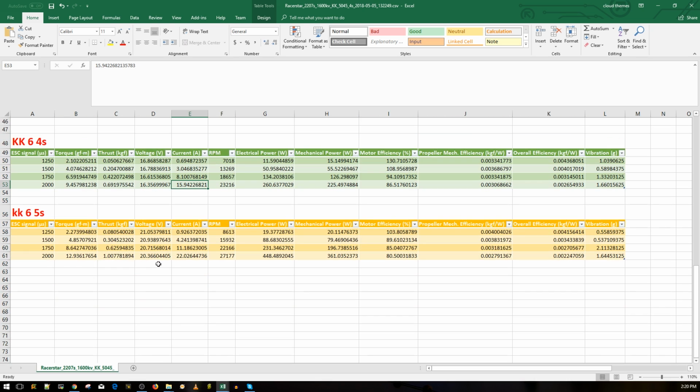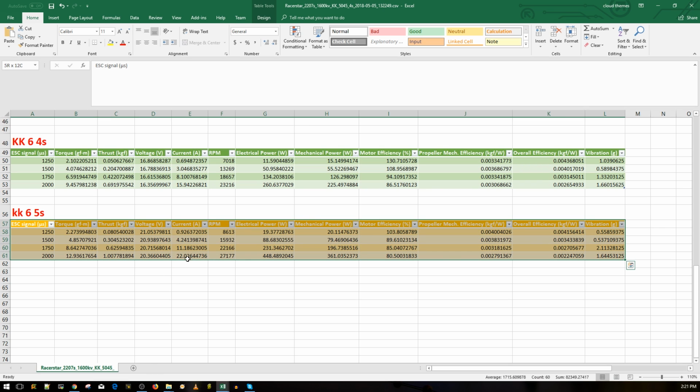It's good, it's all right. On the 5S, looks like a pretty nice little sweet spot. You get 1 kilogram of thrust at 22 amps.